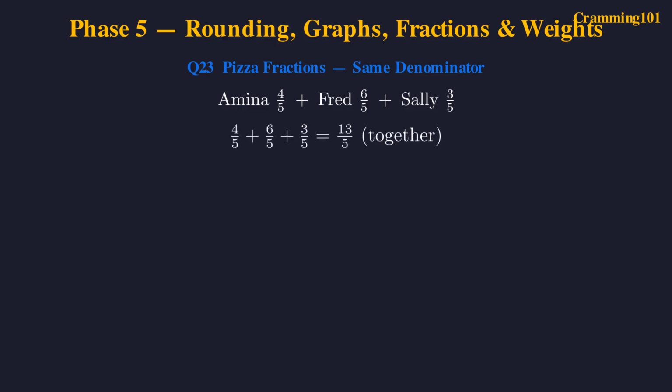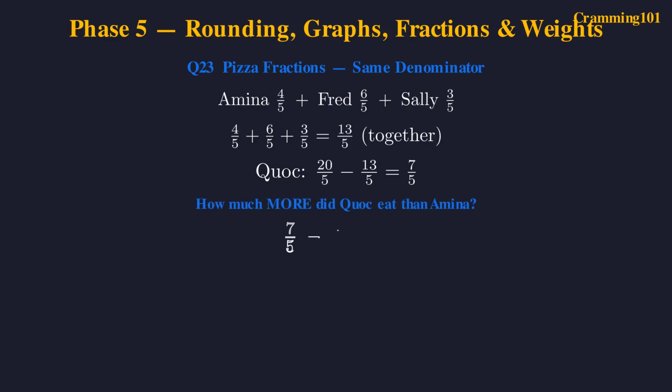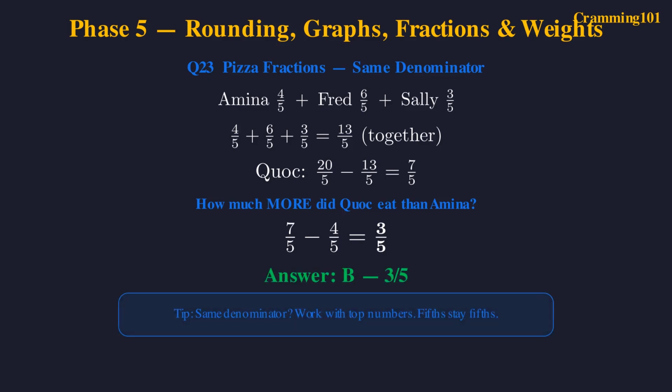Kwok ate the rest. 4 whole pizzas is the same as 20/5. So Kwok ate 20/5 minus 13/5, which equals 7/5. Now the question asks, how much more did Kwok eat than Amina? Kwok ate 7/5. Amina ate 4/5. Difference, 7/5 minus 4/5 equals 3/5. The answer is B, 3/5. Exam tip. When fractions have the same denominator, keep the denominator and work with the top numbers. Fifths stay fifths. Do not turn a pizza question into a panic question.